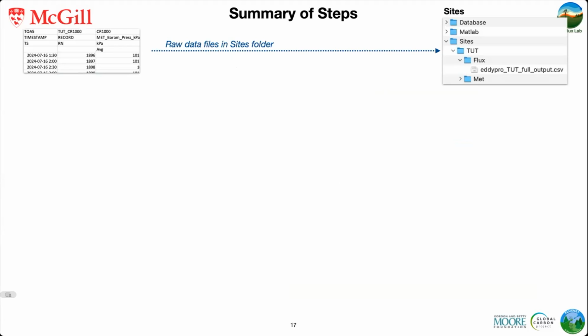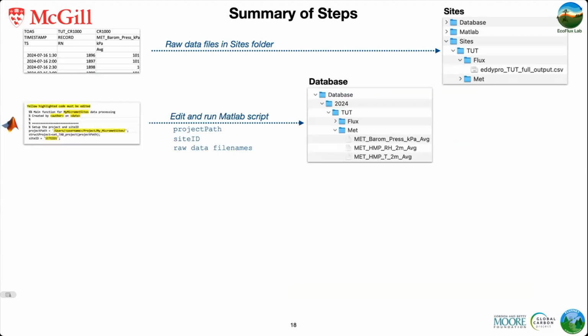So I've just included a summary of the next steps that I'm going to cover, an overview of the 4 main steps you'll carry out. Firstly, as mentioned, you're going to put your raw data into the sites folder, split up by site ID and then data type. Then you're going to create a new database from this raw data by editing and running a Matlab script that we're providing. You just need to input your project path, site ID, and raw data file names for that script.